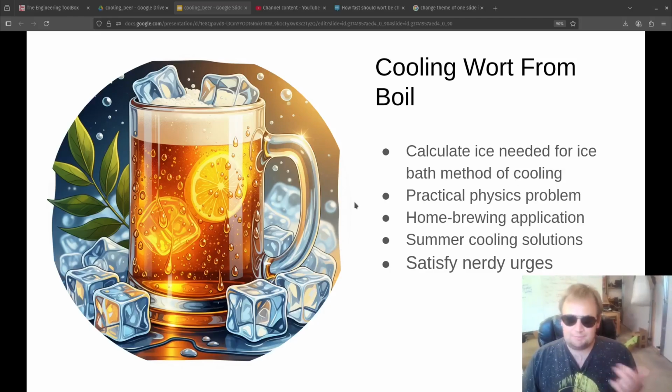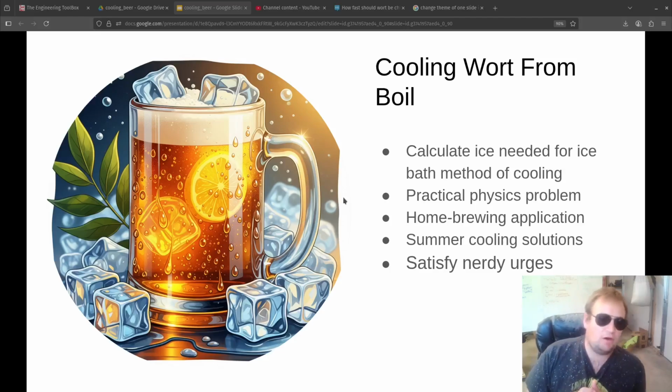So on to the problem that I'm going to be solving here. I want to calculate the amount of ice needed for the ice bath method of cooling wort. When you're home brewing, after the boil, so you've boiled your wort for about an hour, you want to cool it down as fast as possible.